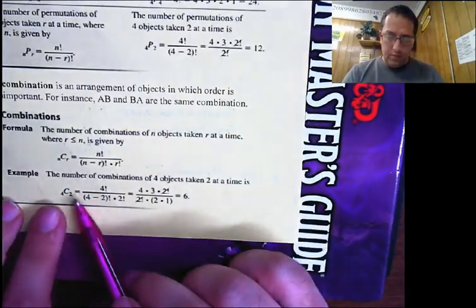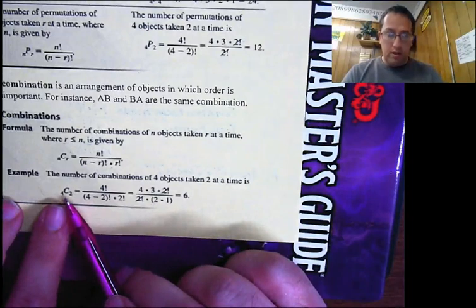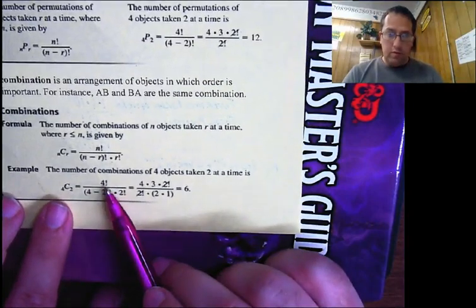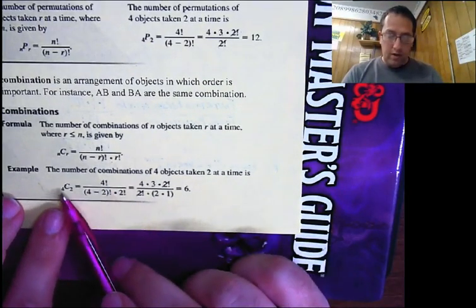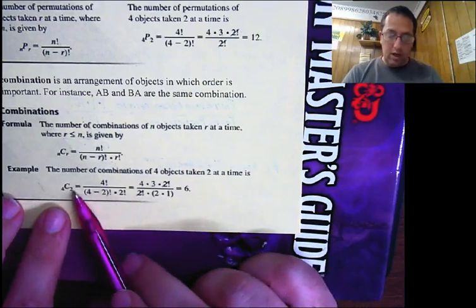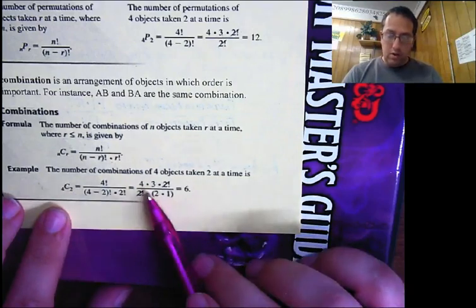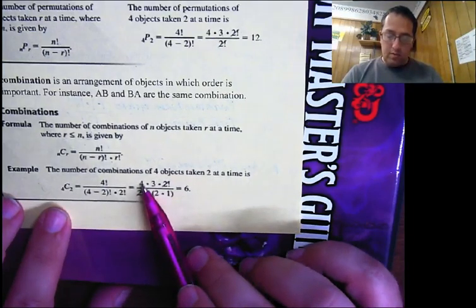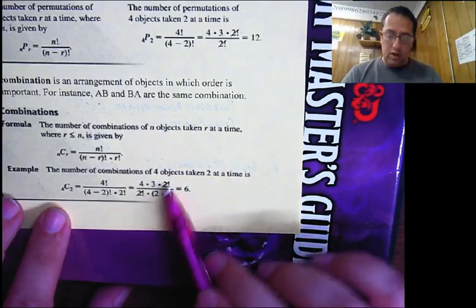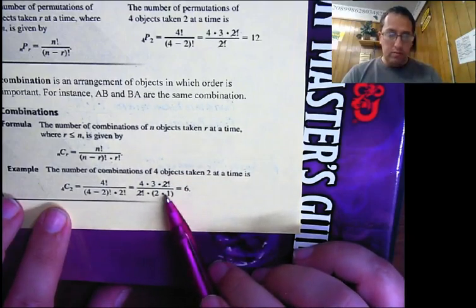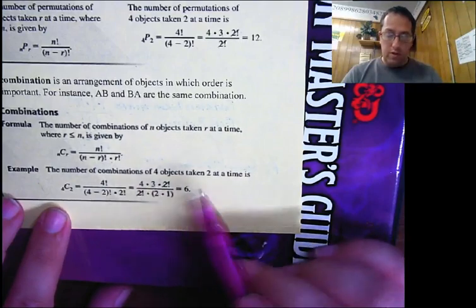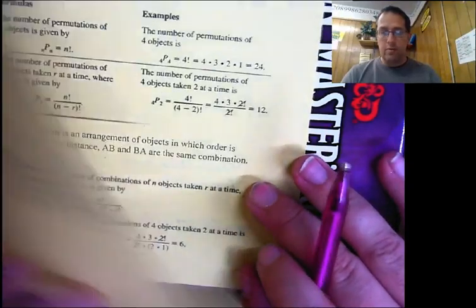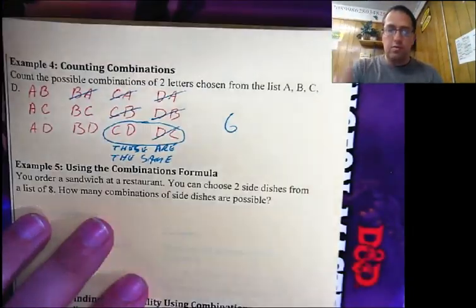So for example, we had A through D, so we had 4 different letters. We only picked out 2 of them. So 4 factorial divided by 4 minus 2 factorial times 2 factorial. So that's 2 factorial, 4 minus 2. So we want to get the same thing on the top. So 4 times 3 times 2 factorial, so those 2 cancel out. And then times 2 times 1. So 4 times 3 is 12, divided by 2, which equals 6. All right? Which is the same thing we did when we wrote down the sample space.